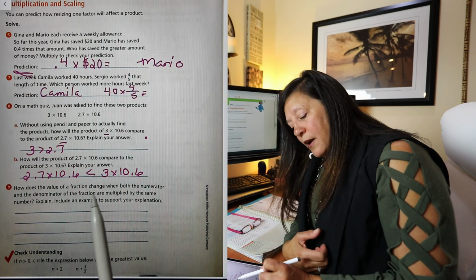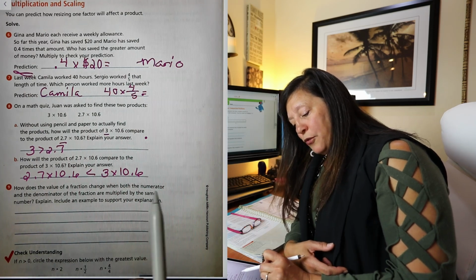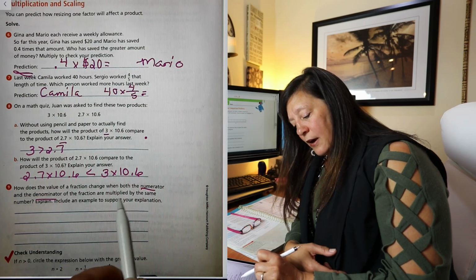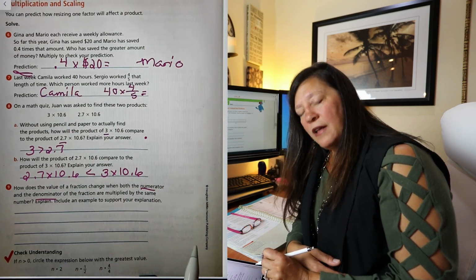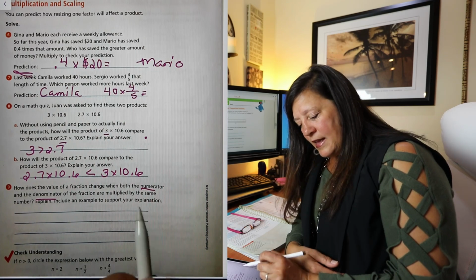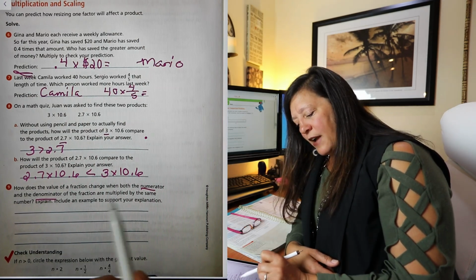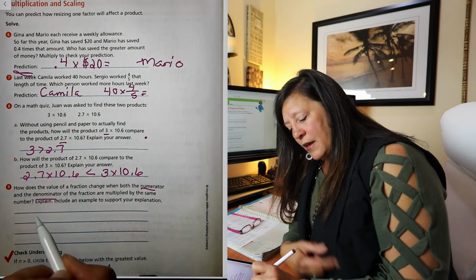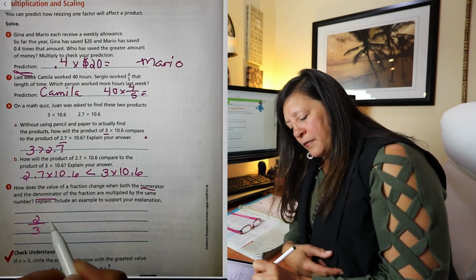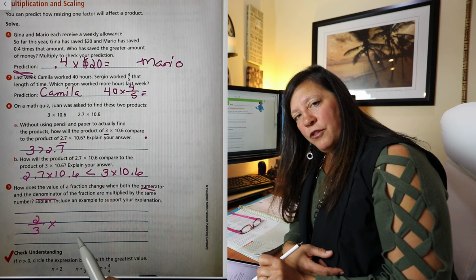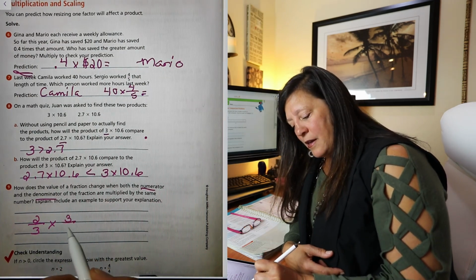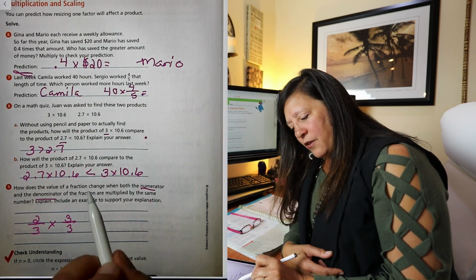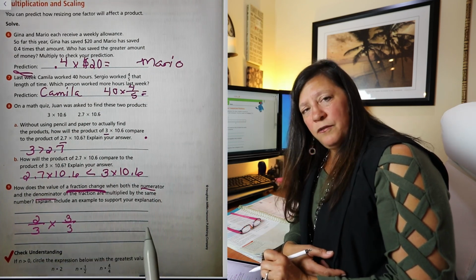How does the value of a fraction change when both the numerator and the denominator of the fraction are multiplied by the same number? Think about that for a minute. If our numerator and denominator of the fraction are multiplied by the same number. So let's do an example. Let's say 2/3, and I'm going to multiply both of those by the same number. 3/3, okay?